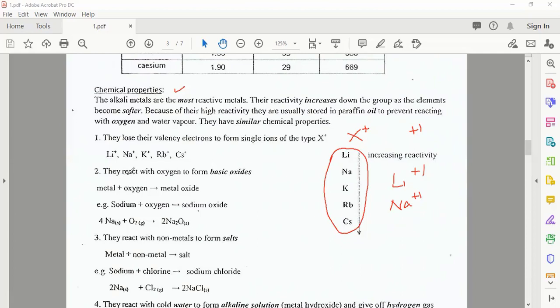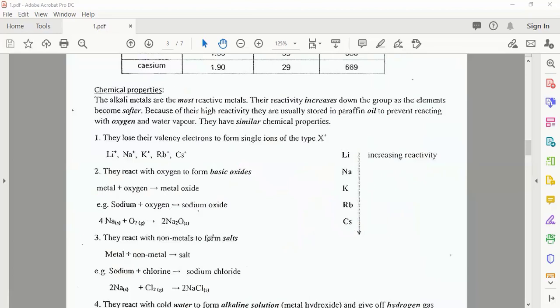Positive ion. Number 2, they react with oxygen to form basic oxides. When a metal reacts with oxygen, it forms a metal oxide. For example, you can make a reaction of sodium plus oxygen, and they make sodium oxide. You can put 4 here and 2 here, so this is the balanced equation. It means that these metal oxides are basic in nature. So number 2, they react with oxygen to form oxides, and those oxides are basic in nature.